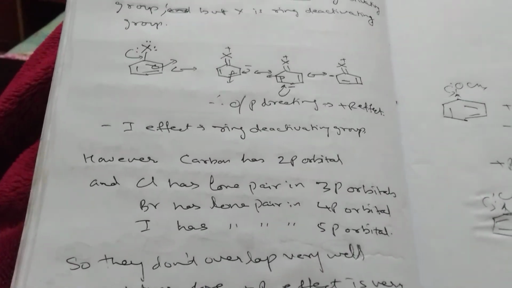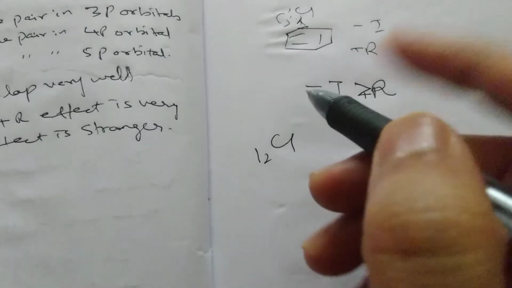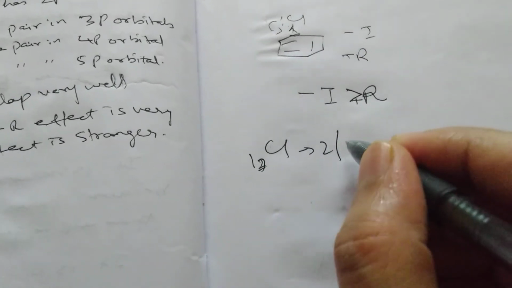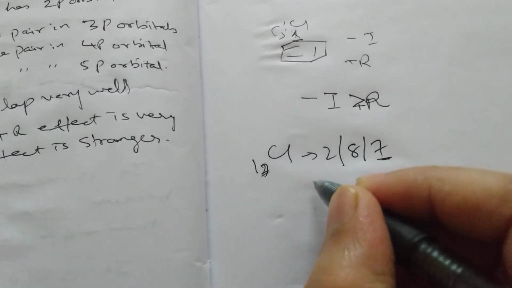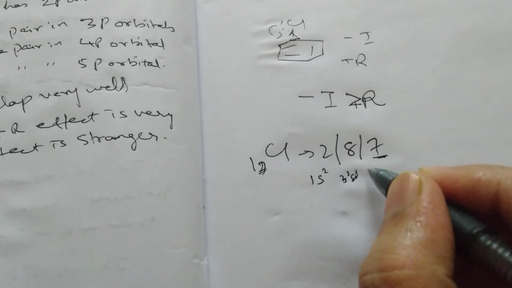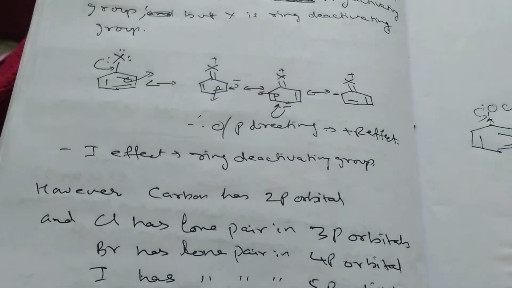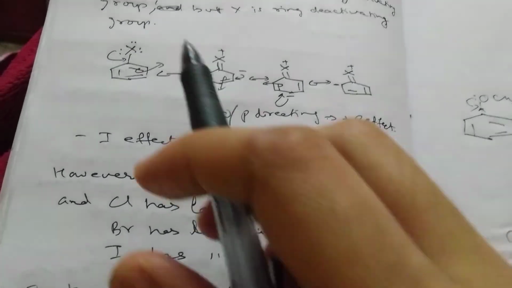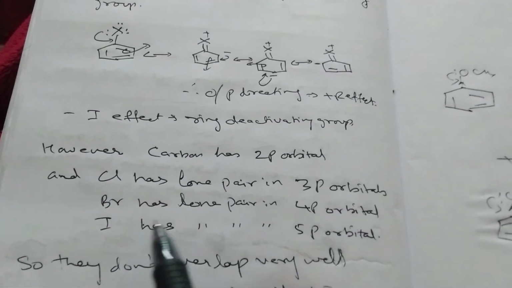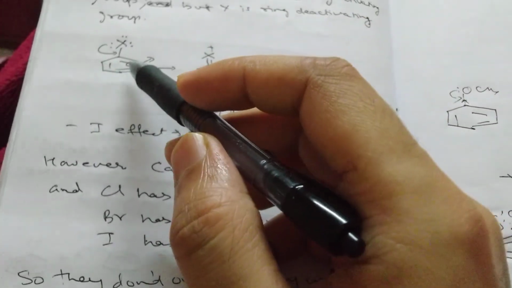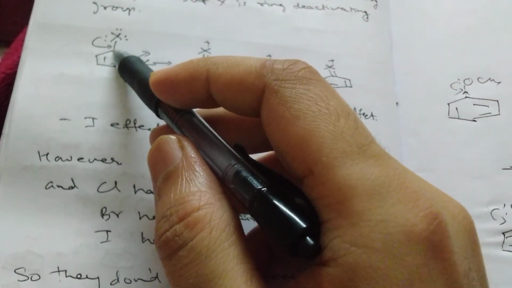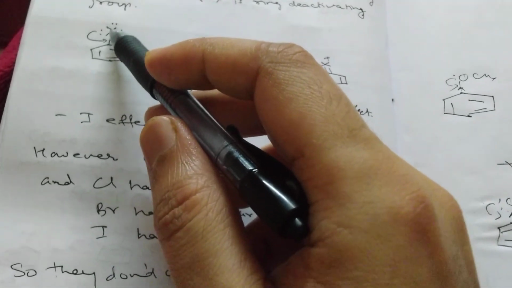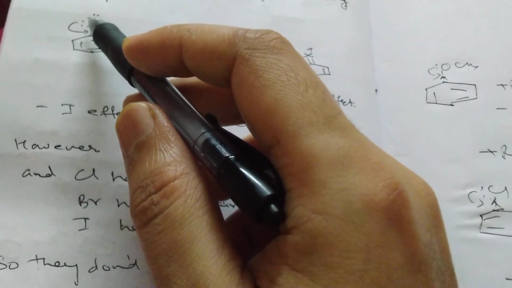It is because, this is where it becomes very interesting. If we see chlorine, what's the atomic number? Chlorine is 17. So it is 2, 8, 7. So this is 1s2, 2s2, 2p6, 3s2, 3p5. So this lone pair of electrons is in the 3p orbital. Similarly, if you see bromine, this lone pair is from the 4p orbital, and in iodine it is from the 5p orbital. But carbon has only a 2p orbital. When it was oxygen, it was fine because oxygen also had a lone pair in the 2p orbital.